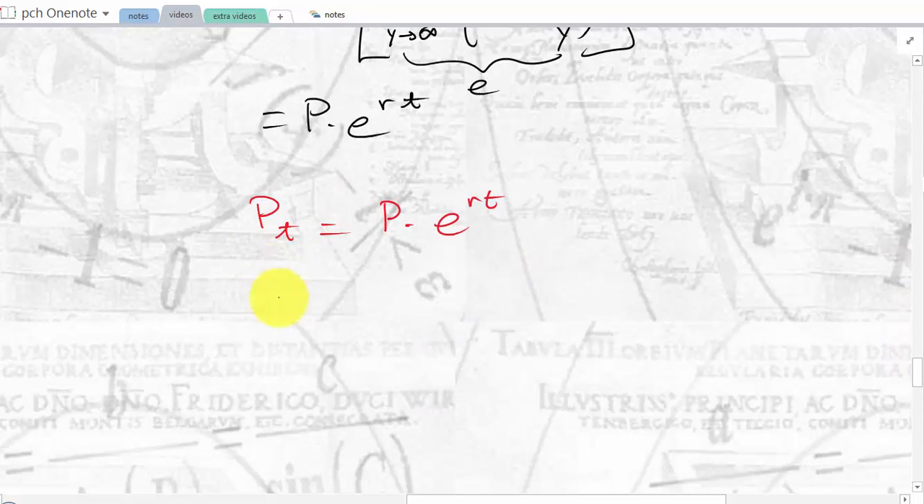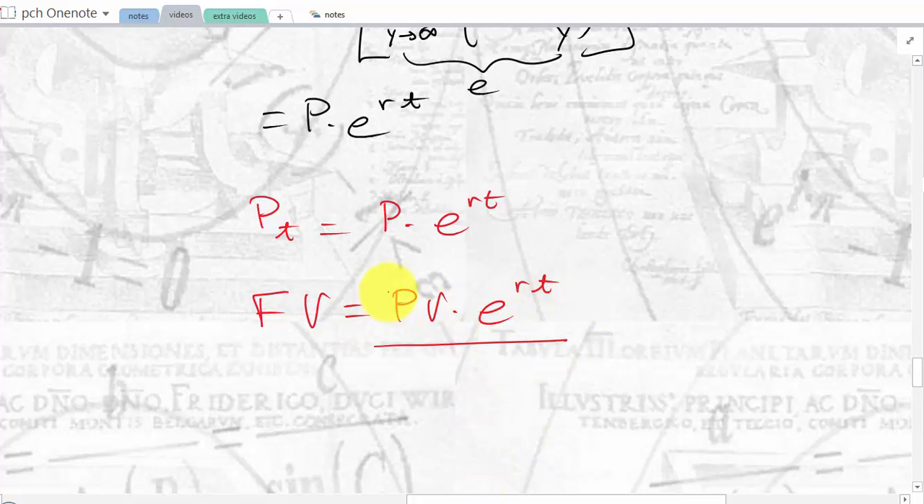So what's going on here? This is P. You recognize e, times e to the power of rt, and this is your third formula: P_t equals P times e to the power of rt. Or if you want to talk in terms of present and future value, the future value is the present value times e to the rt. If you have a future value problem, you directly apply that. You're given the present value and you're looking for the future value. If you have a present value problem, you are given the future value and you're looking for the present value.